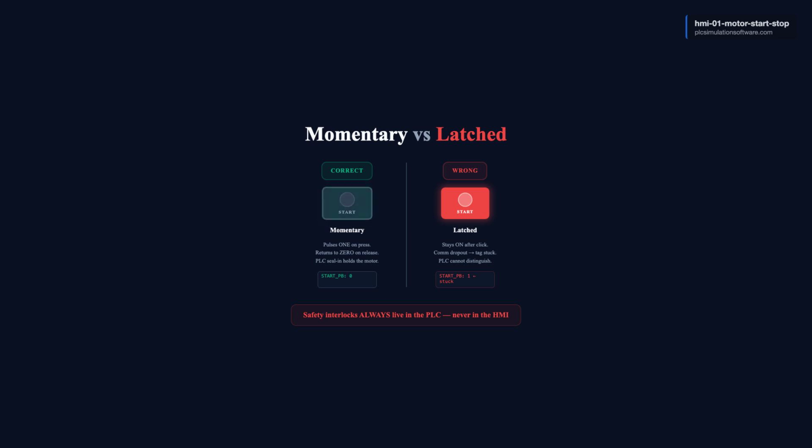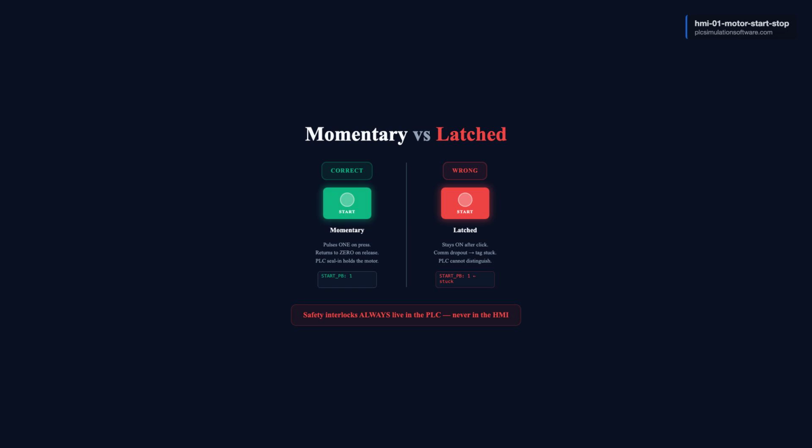A latched or maintained pushbutton stays on when you click it and turns off when you click again. This is wrong for a motor start circuit because the tag in the PLC stays at 1 indefinitely. The PLC cannot tell the difference between a held-down button and a stuck HMI tag. Use momentary pushbuttons for start and stop on any motor circuit. The PLC ladder program does the latching in the seal-in rung. Never latch state in the HMI.